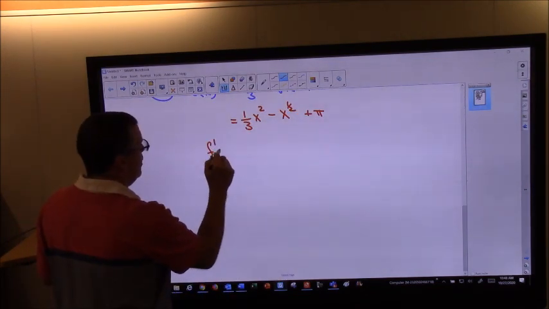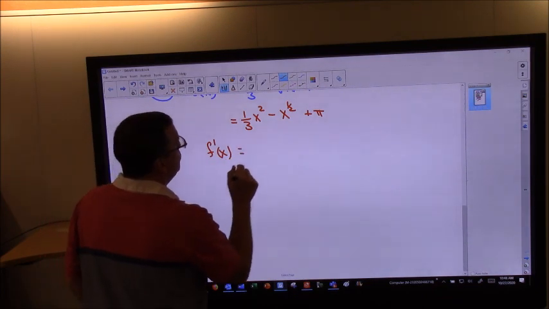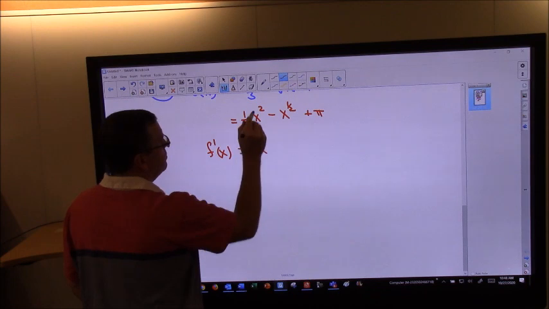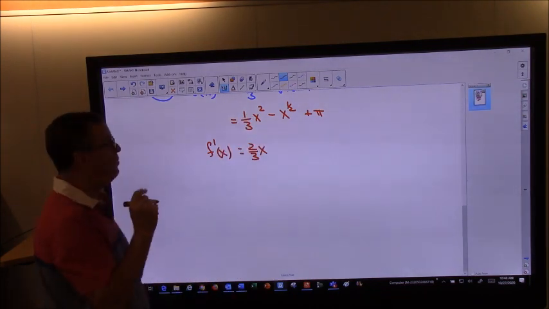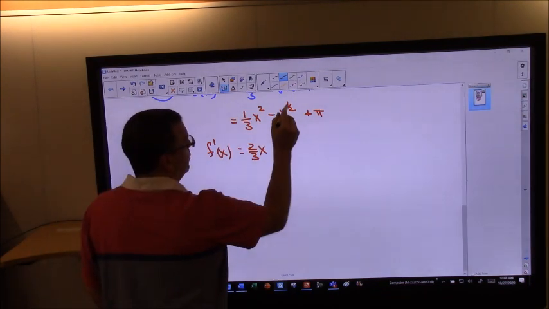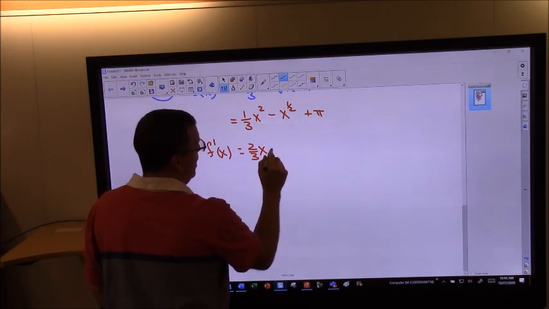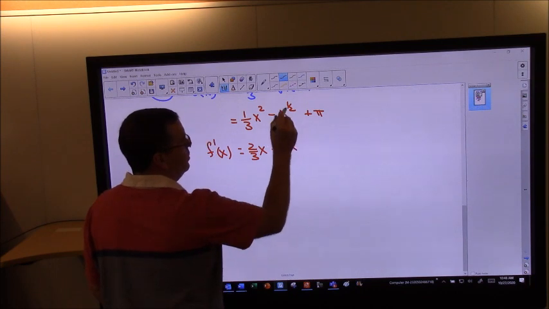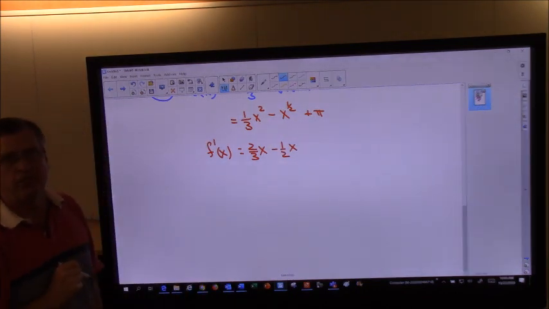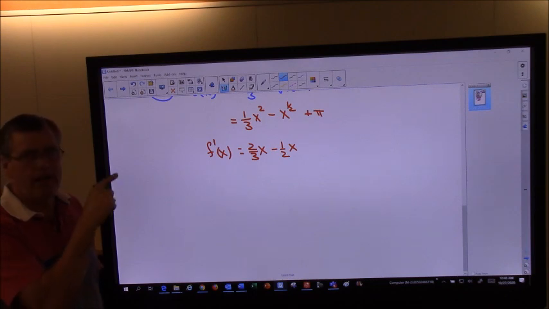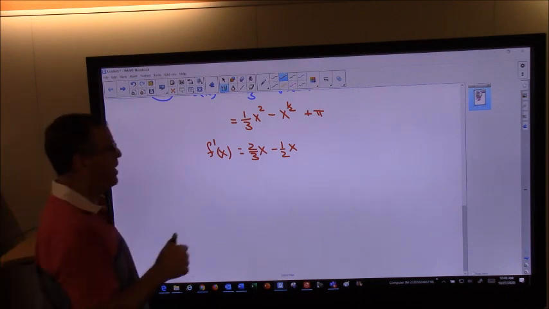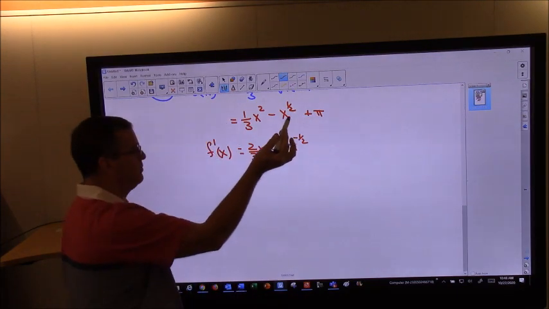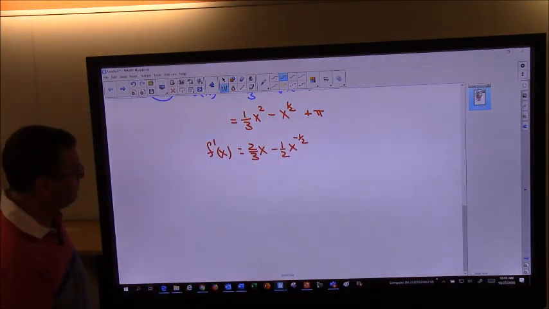So now I can say f prime of x is equal to, if I multiply by 2, I get 2/3 x, subtract 1 from the exponent, it's now 1. Here when I multiply, I've got a negative 1 times a half. That'll be a negative 1/2 times x raised to the, if I subtract 1 from the exponent, 1/2 minus 1 is a negative 1/2. And this is just a constant, it's just a number. So the derivative of that is 0.